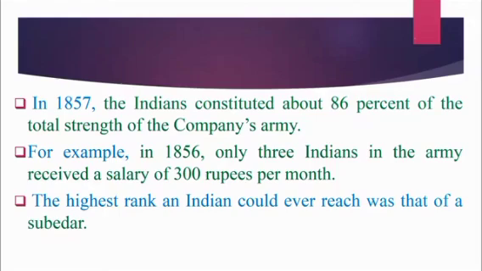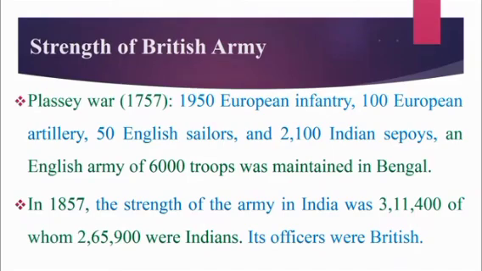For example, in 1856, only 3 Indians in the army received a high salary of 300 rupees per month. The highest rank an Indian could ever reach was that of a Subedar. So students, now let's see what was the strength of the British army.